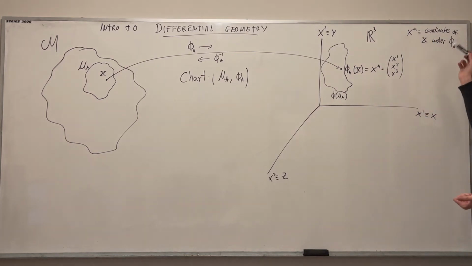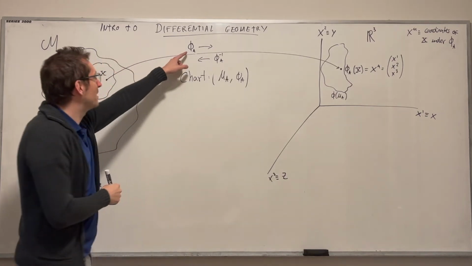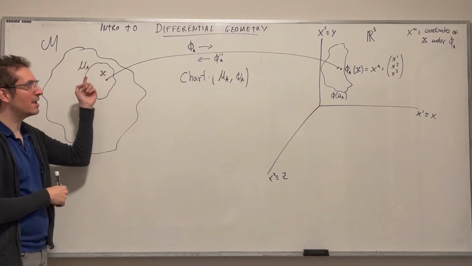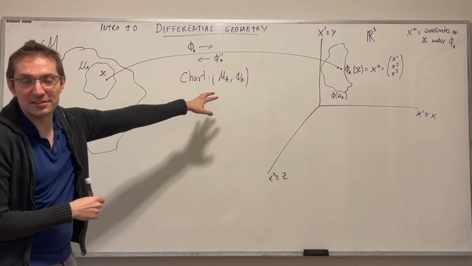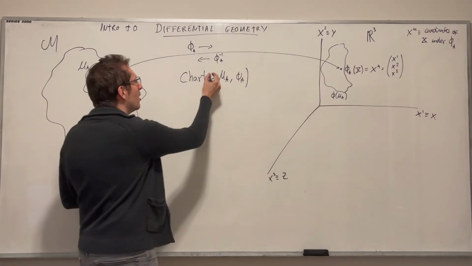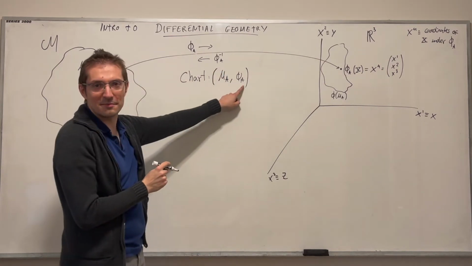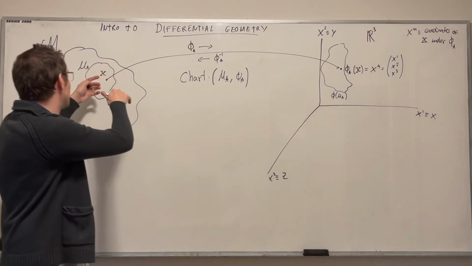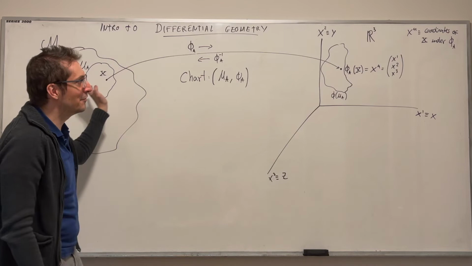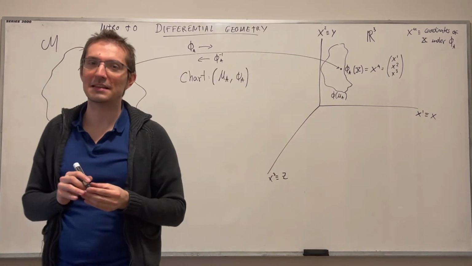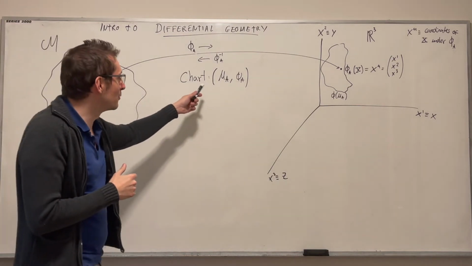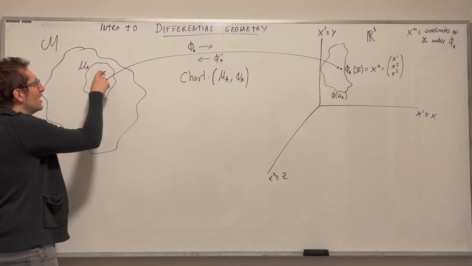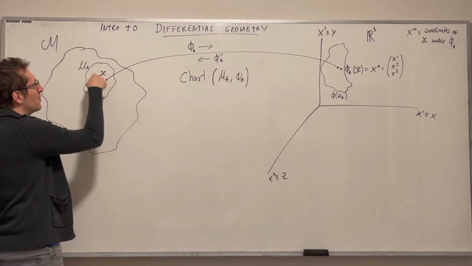So I call x mu here the coordinates of x under the map phi A. Now, this map phi A would actually take any point in this open set UA to R3. So we call a chart, this is the definition of a chart, a pair of an open set and a homeomorphism that maps elements of that open set in the manifold to R3. All right. So you see, if we have a chart, we can assign coordinates, at least locally, to every point around x, in this case every point in the open set UA.